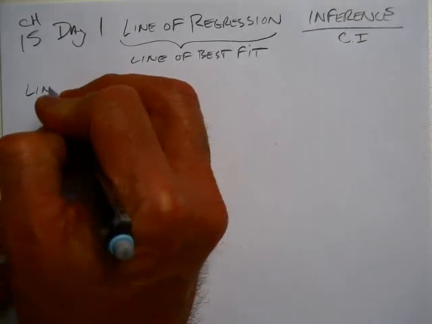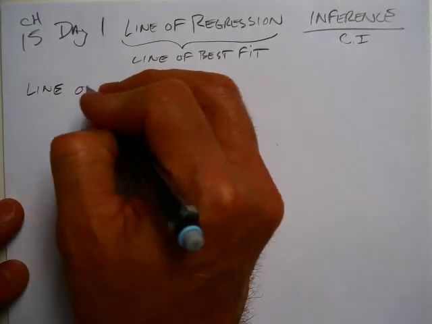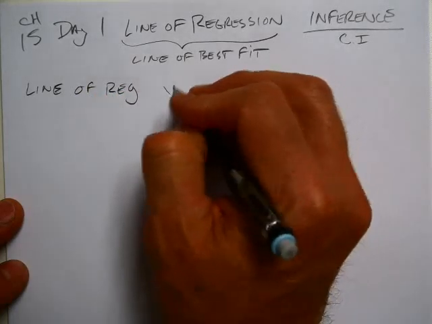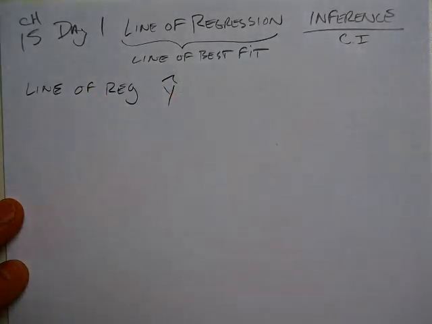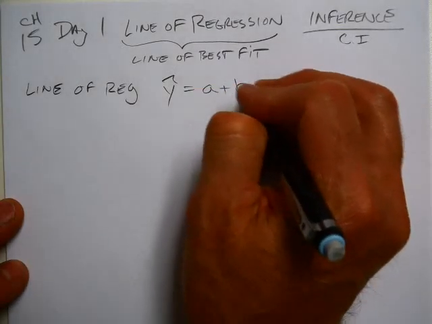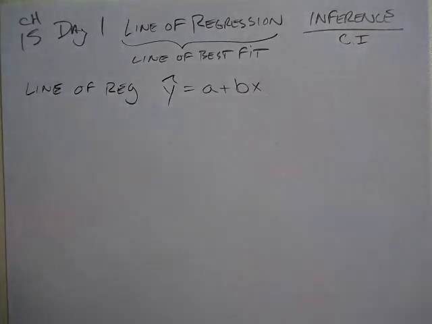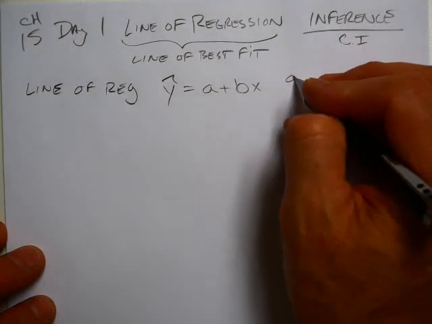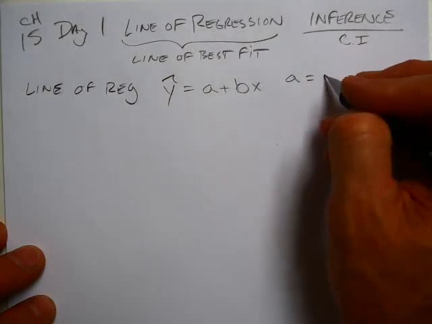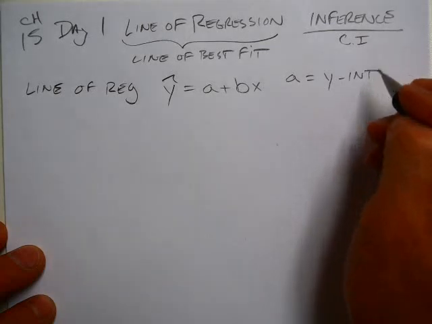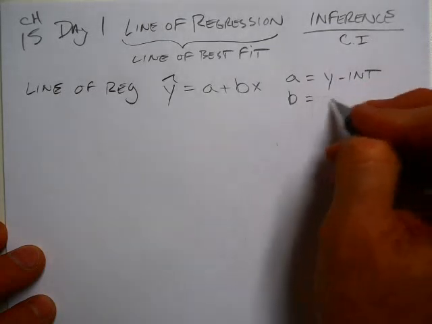And the formula for this, or the linear equation, is y hat equals a plus bx. And we learned this back in chapter 3. It's been a while. There's sure been a lot of information learned since then. A is the y-intercept, and b is the slope.